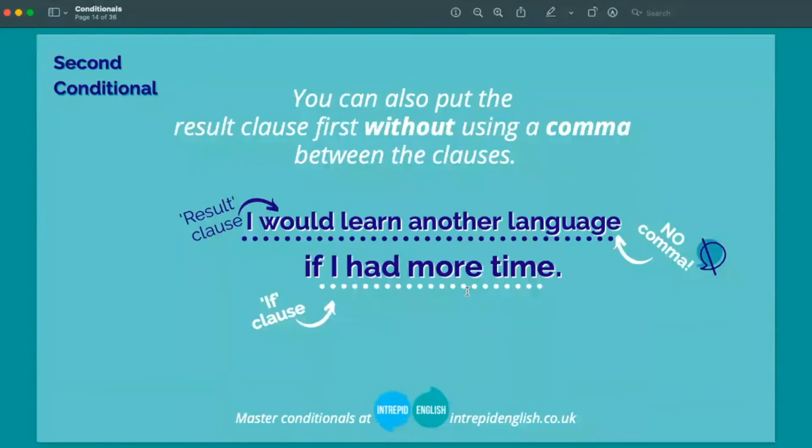So one thing that helps my students is when I remind them, if they put the result clause first and they use would, they've used the word would in that conditional and they don't need to use it again.